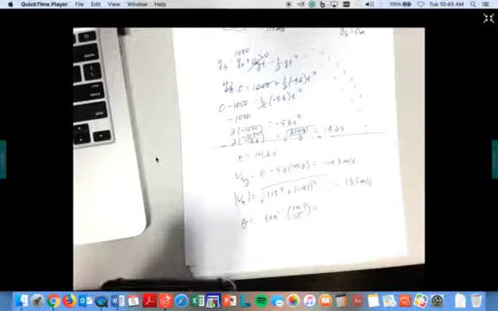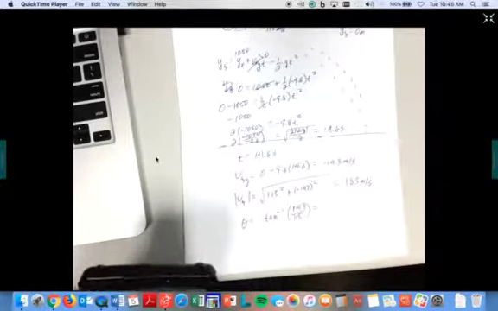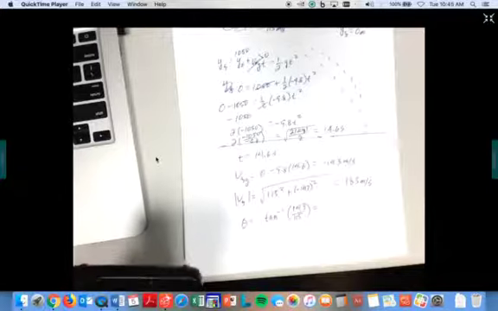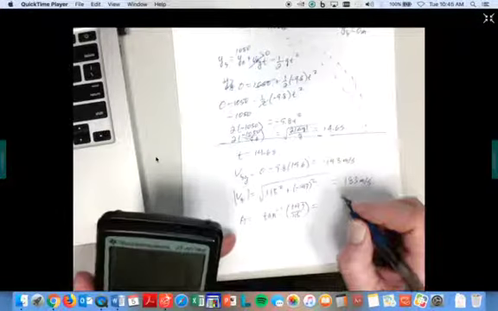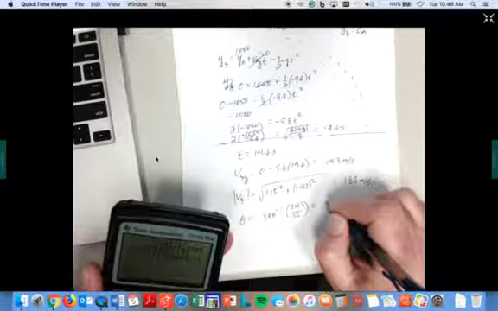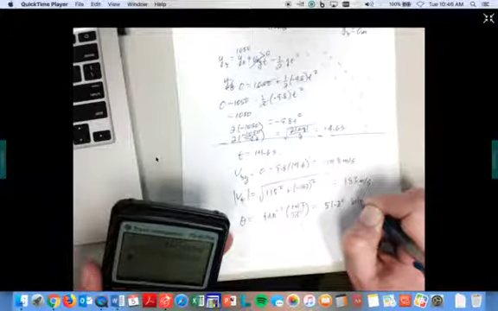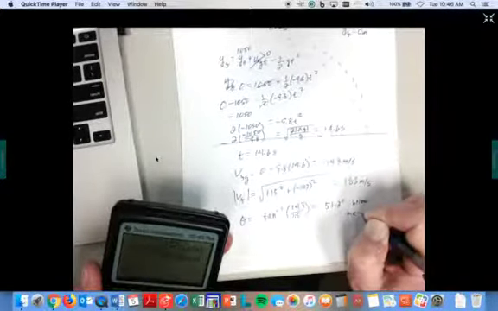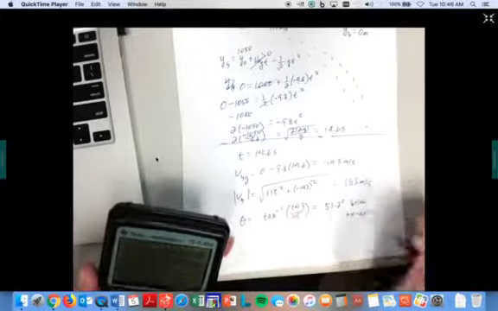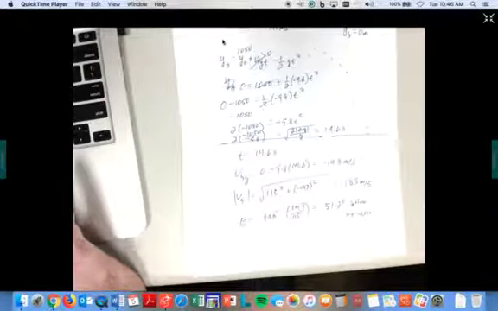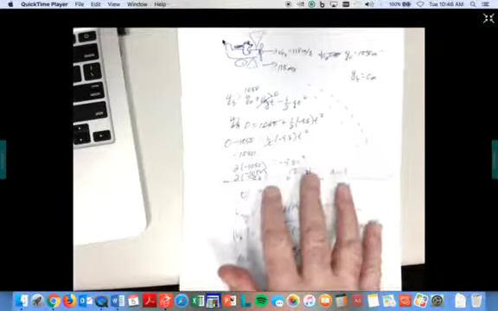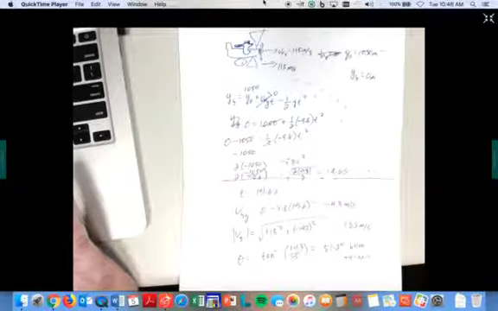So I take the inverse tangent of that. 51.2 degrees below positive x-axis. All right, there we go. There it is. All right.